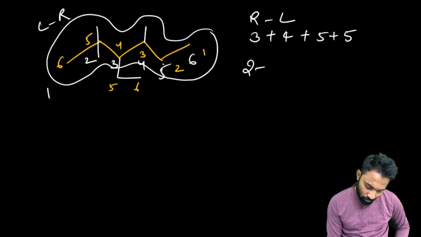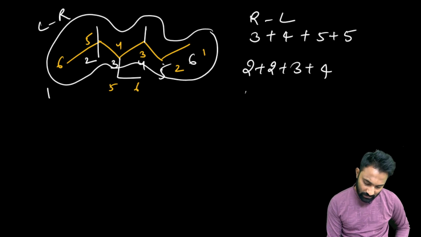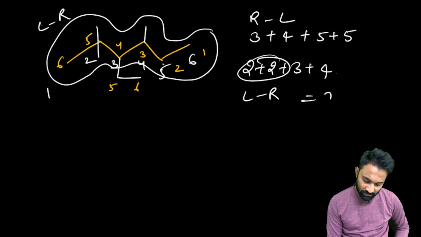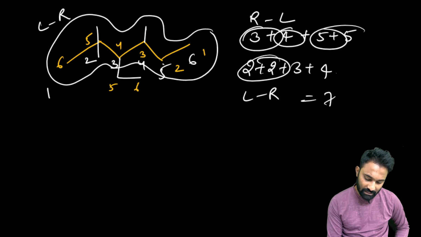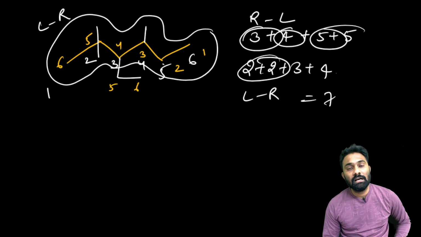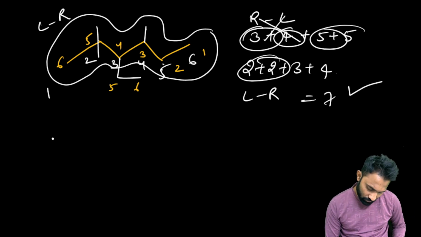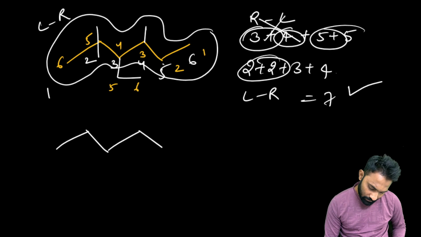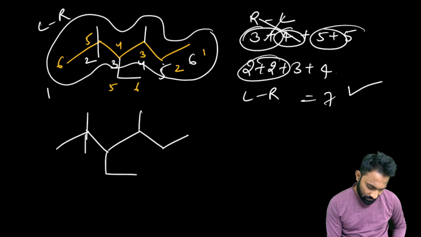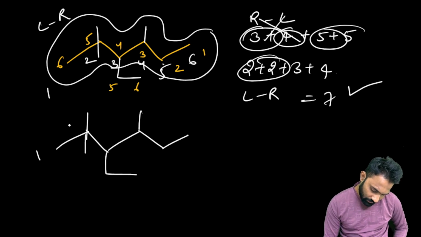Numbering we are getting 2 plus 2 plus 3 plus 4. Then left to right we are getting the least number, right? 4 plus 4, 7. Here we are getting 10, 14 and the next one we are getting 17. So right to left numbering is wrong. Now left to right numbering is correct. Now the numbering will be from the left to right.